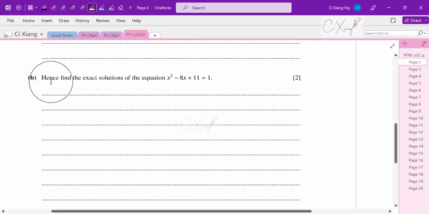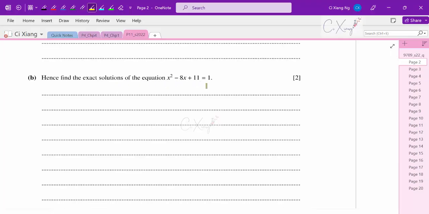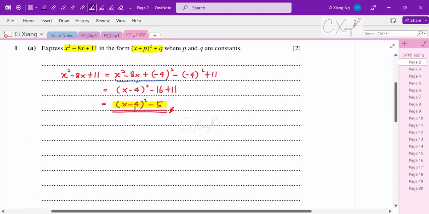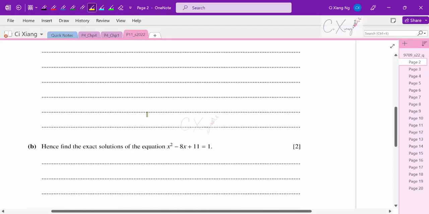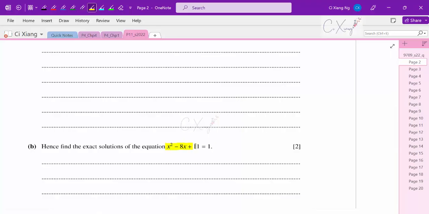From here, they said, hence, find the exact solution of the equation x squared minus 8x plus 11 equals to 1. The word hence tells us that we can use the result in part A in our part B. Basically, x squared minus 8x plus 11, we can substitute using the result we get in part A, where it equals x minus 4 squared minus 5. And we let it equal to 1. So continuing from here, we want to solve the equation and get the exact solutions.